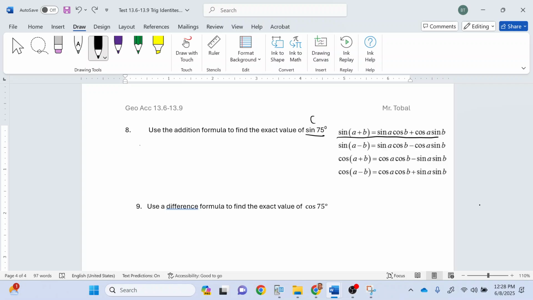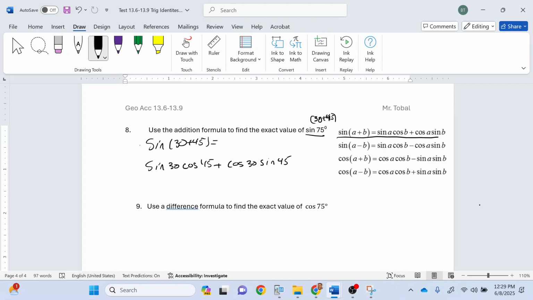So I need to change 75 into something I could add where I know the values. I'm going to do 30 plus 45. Those are things that I know I can figure out the answers for. So it's going to be sine of 30 plus 45, which means I'm going to follow this formula: sine of my A, 30, times cosine of my B, 45, plus cosine of my A, 30, times the sine of my B, which is 45.